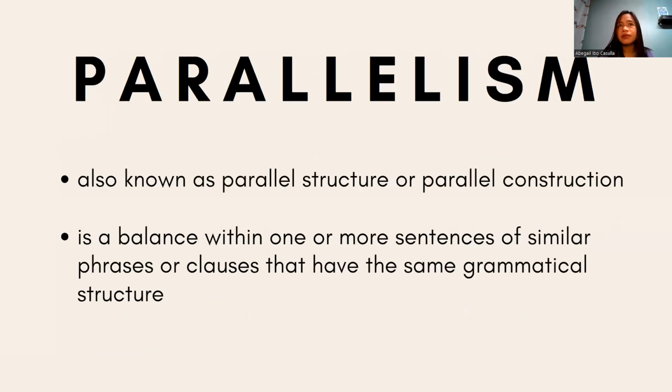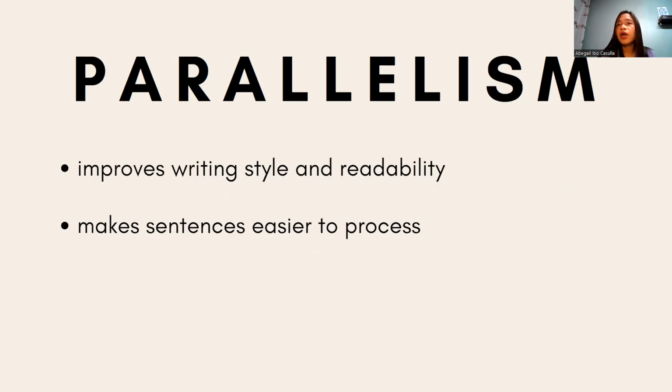So what is parallelism? Parallelism is also known as parallel structure or parallel construction. It is a balance within one or more sentences of similar phrases or clauses that have the same grammatical structure. So when we use nouns, we have to consistently use nouns in all other parts of the sentence. Parallelism improves writing style and readability, and because of it, it makes sentences easier to process.